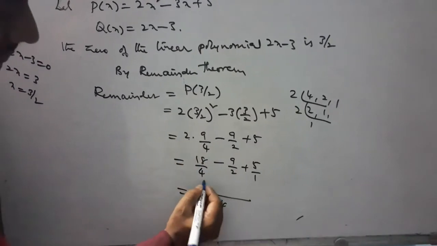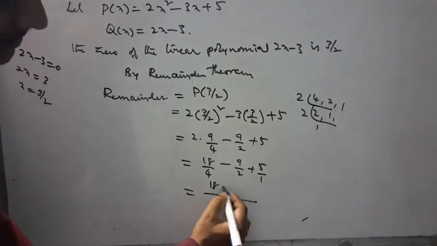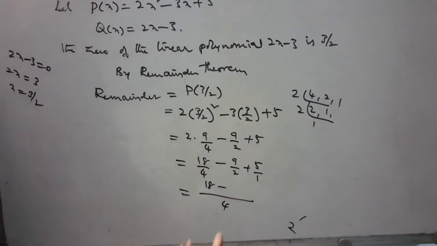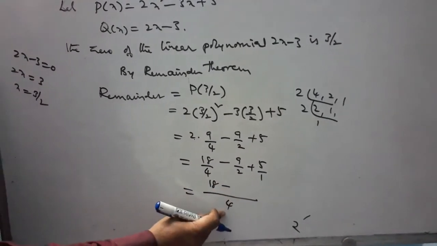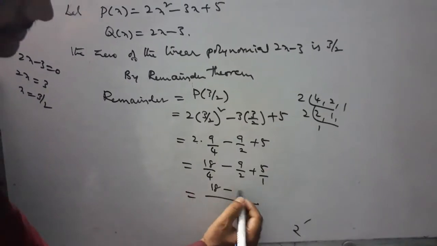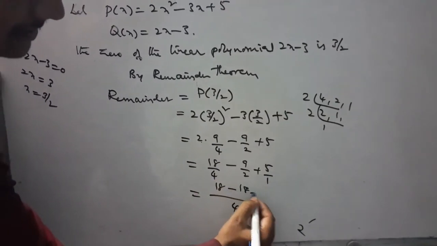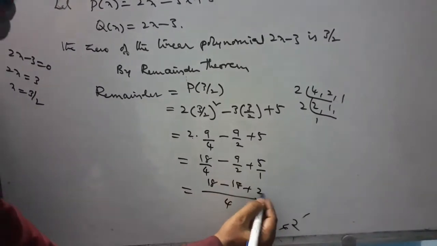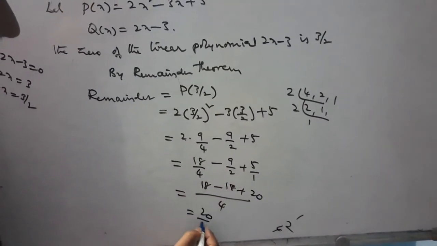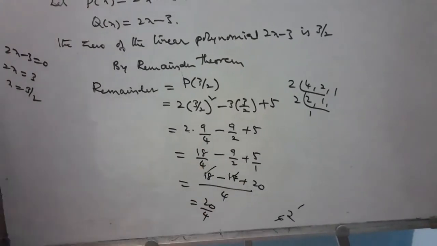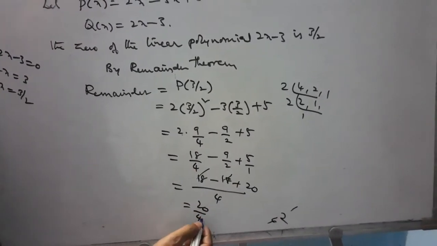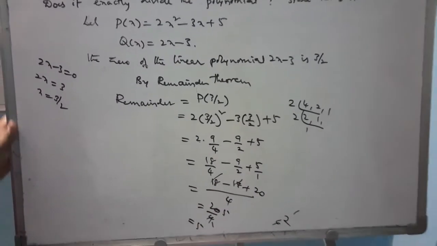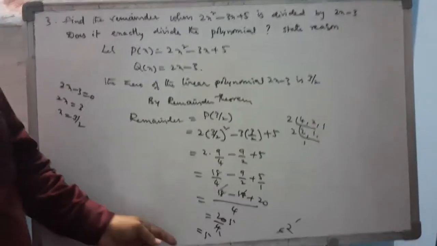4 ones are 4, 1 is multiplied with the numerator. 1 into 18 we will get 18, minus 2 twos are 4. So 2 into 18, 2 nines are 18, plus 4 fives are 20. That is nothing but 20 by 4. 18 will be cancelled, 20 by 4. 4 fives are 20. Here we are getting the remainder is 5.